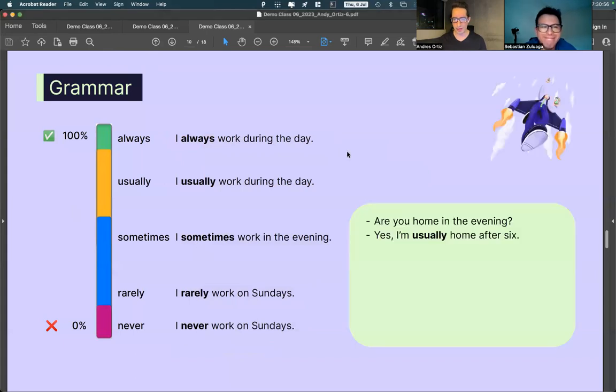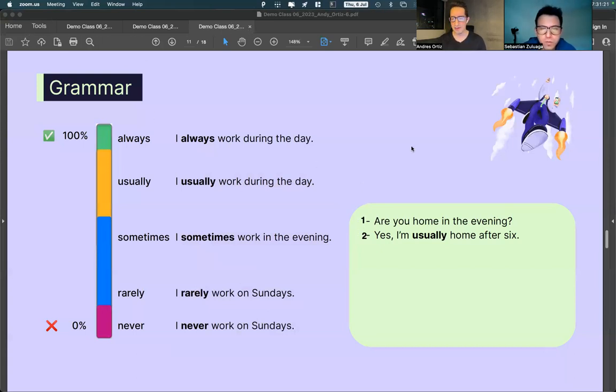Now, here's a little conversation, a little practice. So let's have Jason and Alex. Let's go ahead and read this one. Okay, so Jason, you're number one, and Alex, you're number two. Are you home in the evening? Yes, I'm usually home after six. All right, very good. So we have here, usually home after six.